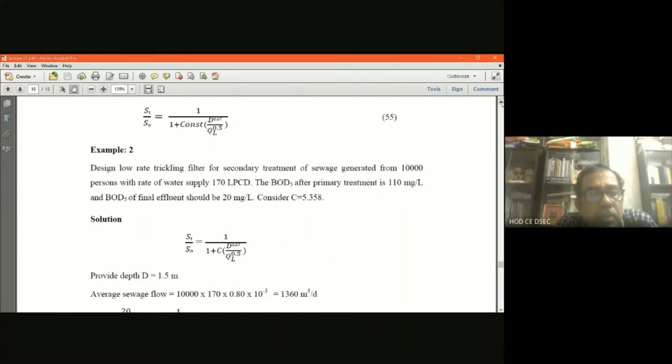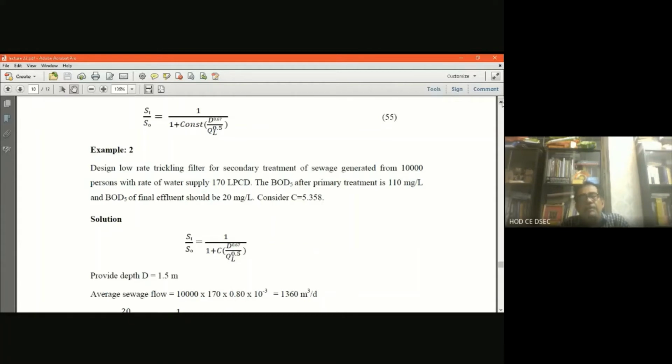I am showing you one design of low rate trickling filter. Let me show the problem first. On the low rate trickling filter, that is the secondary treatment of sewage generated from 10,000 persons, with the rate of water supply 170 liter per capita per day. BOD5 after primary treatment is 110. So after primary treatment means it is the influent BOD of the secondary treatment. That means the trickling filter inflow BOD is 110.